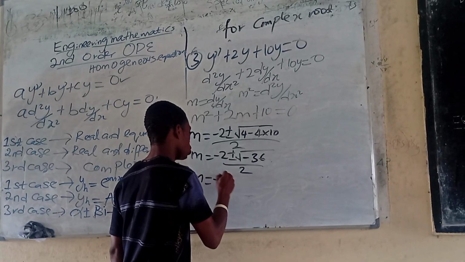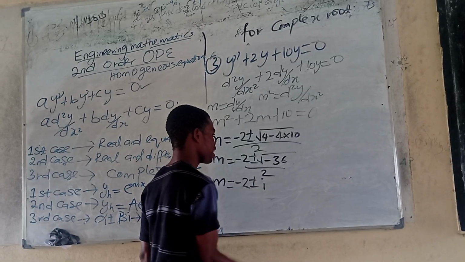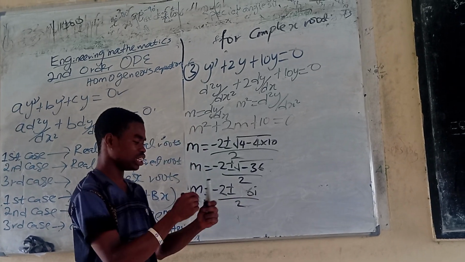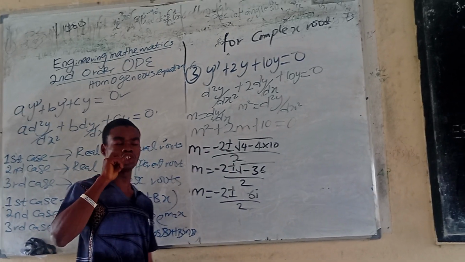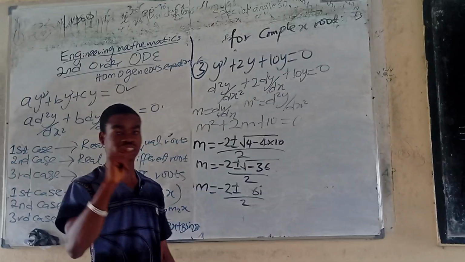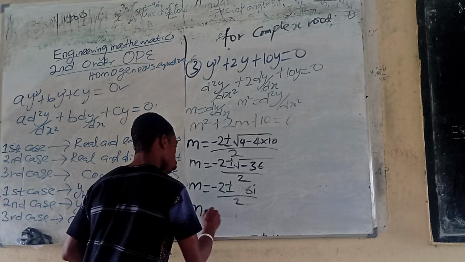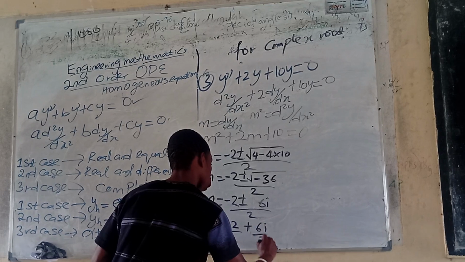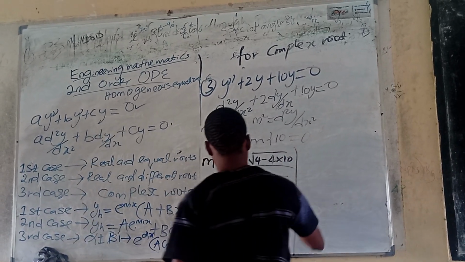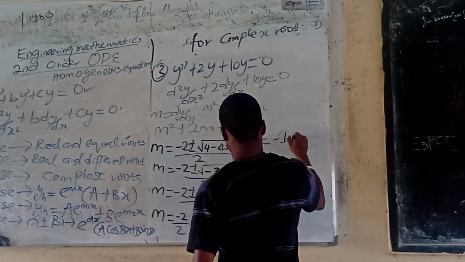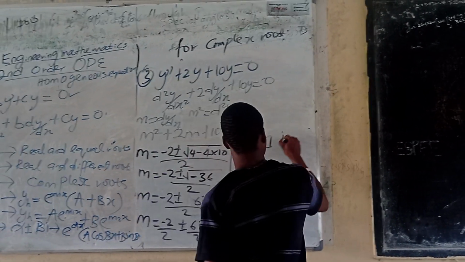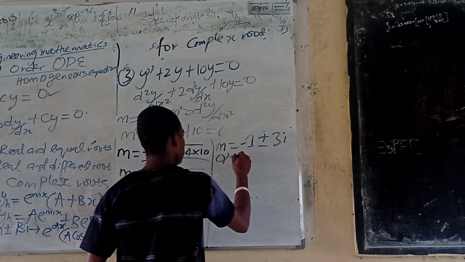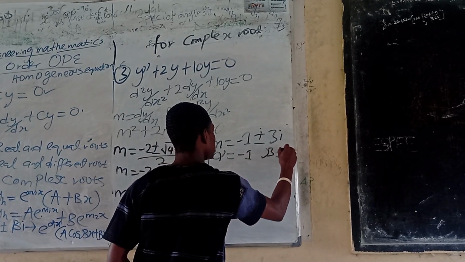So m equals minus 2 plus or minus 6i, divided by 2. How did I get this? Factorize out minus 1. The square root of minus 1 is just i. The square root of 36 is 6, right? So m equals minus 2 over 2 plus or minus 6i over 2. So m equals minus 1 plus or minus 3i. So your alpha becomes minus 1, your beta becomes 3.